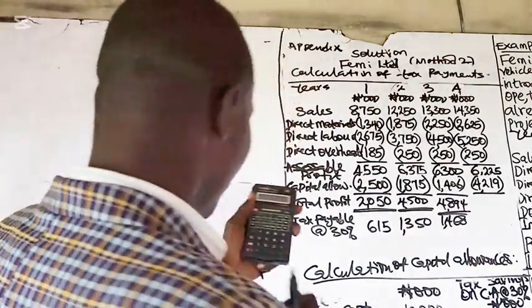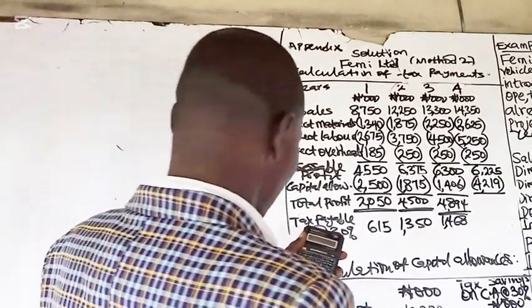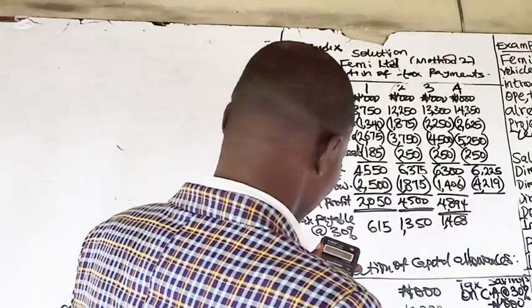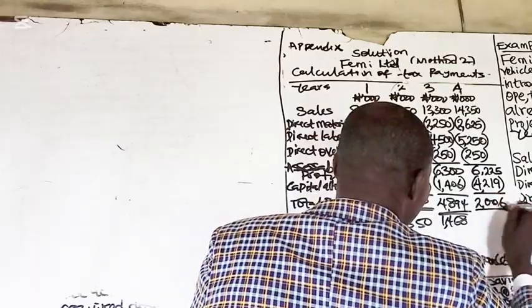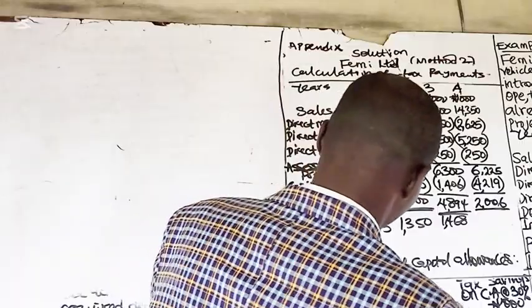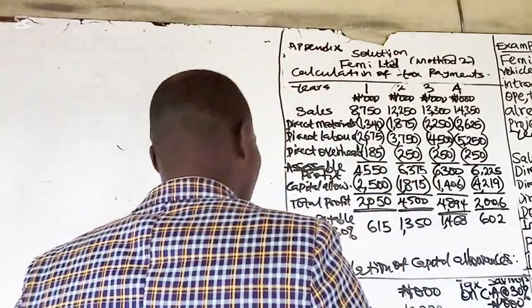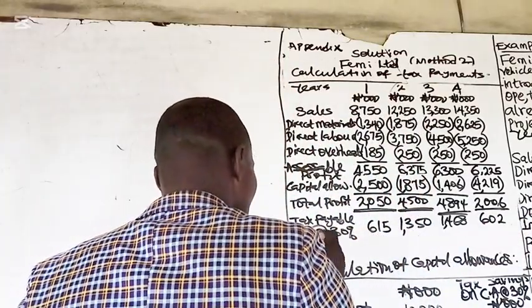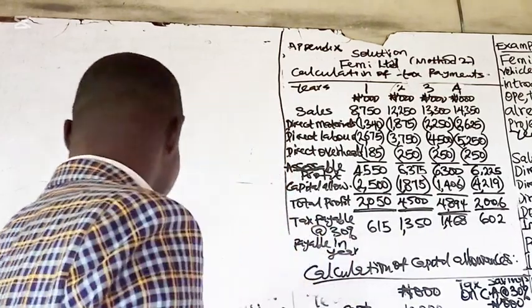Year 4, 6,225 minus 4,219. There you have 2,006. So tax at 30% tax rate, there you have 602 approximately, payable in year. When would this tax be paid?